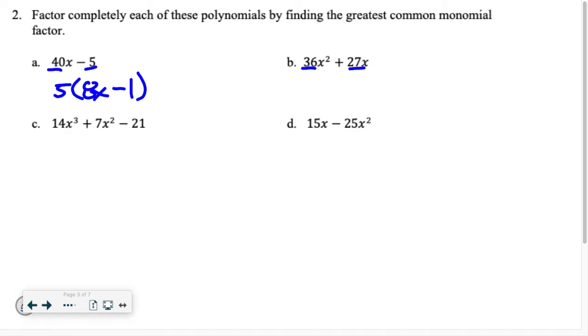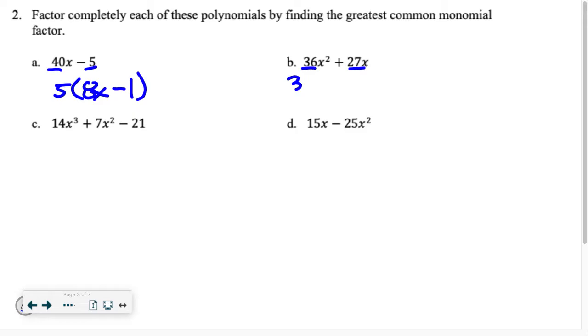What number can I take out of both 36 and 27? I'm going to tell you right now, you may do this in multiple steps. You may take something out and realize, oh, I could have done one more thing. Just go ahead and do that as a second step. I might as well do that in this case here. Because 36 and 27, I'm going to recognize that I can take a 3 out of everything.